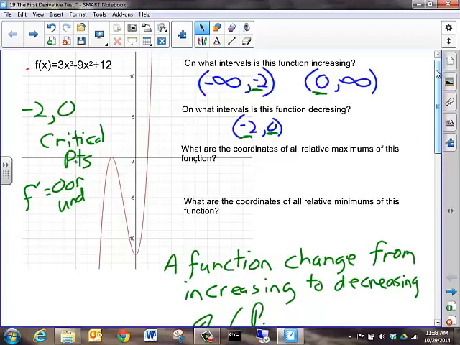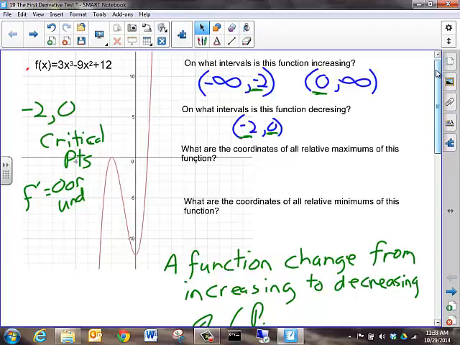So, listen to what we just said now. At critical points, it's where a function could change from increasing to decreasing or decreasing to increasing. Critical points are where maxes or mins could occur. Is there a relationship between the function increasing and then decreasing and maxes and mins? Do y'all understand what I just asked?